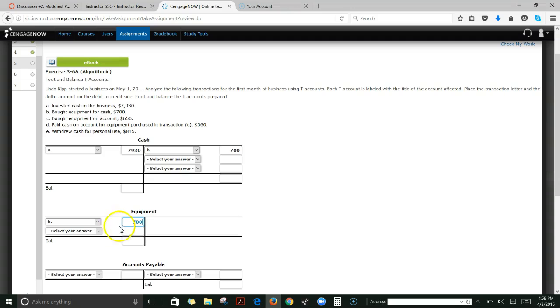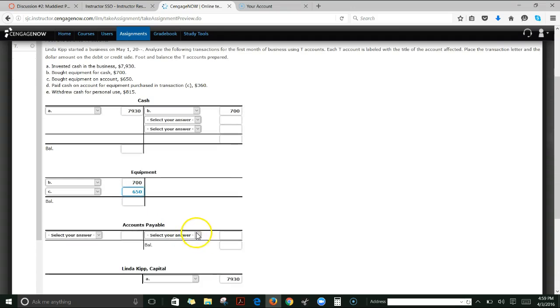This time I bought equipment on account, so in C I have more equipment, $650, but this time I charged it. I didn't pay cash for it because my cash may be getting kind of low. So C, I have 650 on the credit side. Debit equals the credit. You always want to check that.